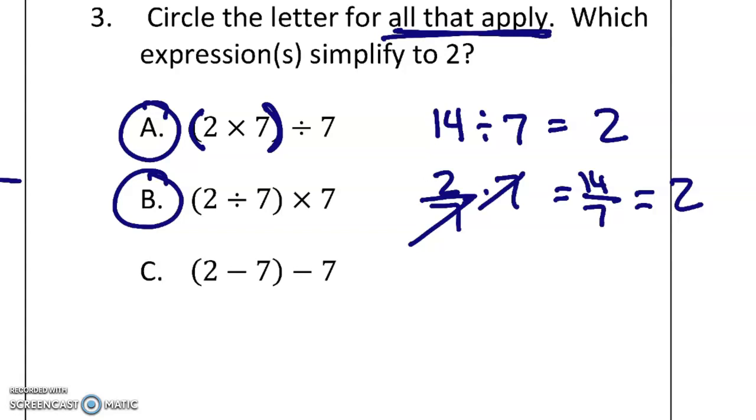What is 2 minus 7? Negative 5. What is negative 5 minus 7? Is that 2? Do I circle it?